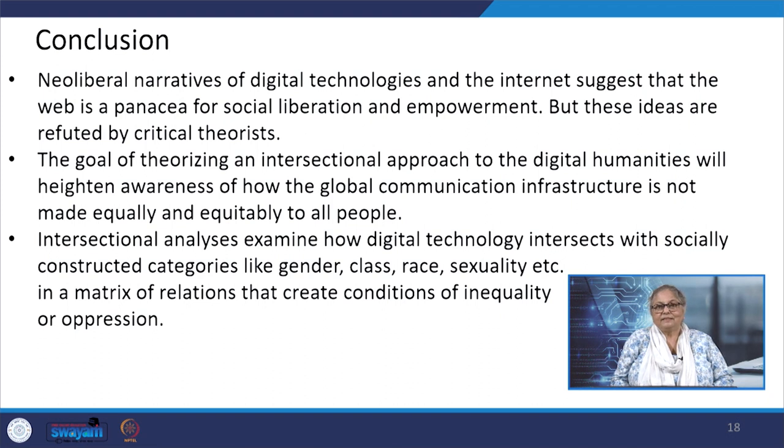The goal of theorizing an intersectional approach to the digital humanities will heighten awareness of how the global communication infrastructure is not made equally and equitably to all people. Intersectional analysis examines how digital technology intersects with socially constructed categories like gender, class, race, sexuality, etc., in a matrix of relations that create conditions of inequality or oppression. In the next module, we will continue with intersectional digital humanities by incorporating aspects of post-colonial DH and South Asian DH. It seeks to critically engage with issues of colonialism, imperialism, and their ongoing impacts on culture, identity, and knowledge production in the digital age.